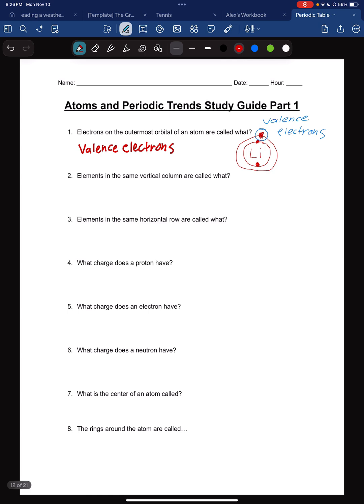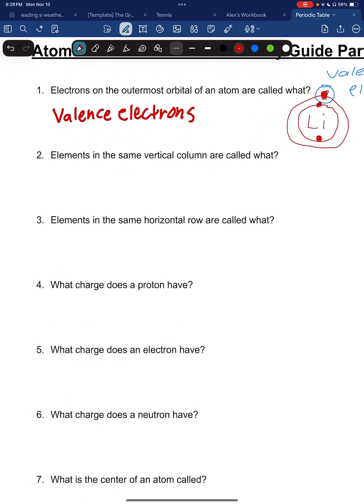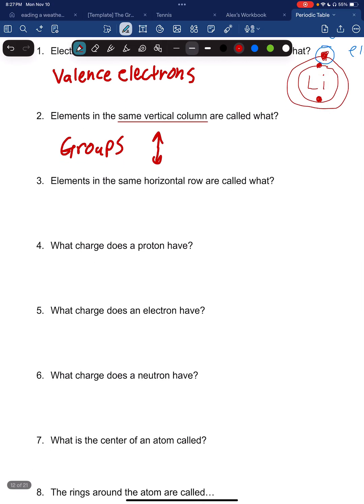All right. Now going back to our study guide here. Oh, perfect. Here it says elements in the same vertical column, which we literally just talked about, are called what? These here are called our groups. Your groups, remember, they're vertical, so they're going up and down. All right, next is number 3.